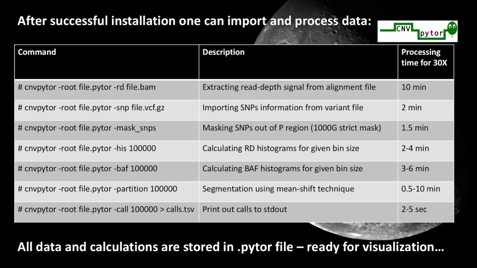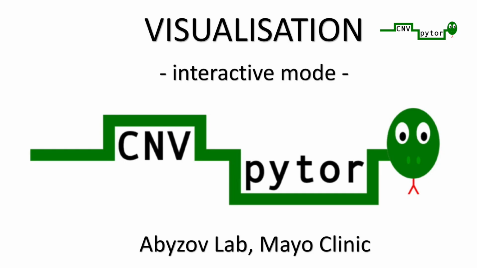After successful installation, you can import your BAM and VCF files and process them. Here, you can see a list of commands and estimated processing time for a 30x coverage sample and bin sizes between 10 to 100 KB. All imported data and calculations will be stored in a .pytor file that is now ready for visualization.